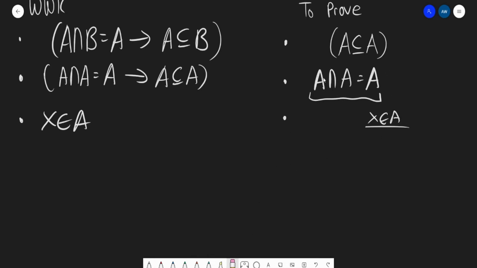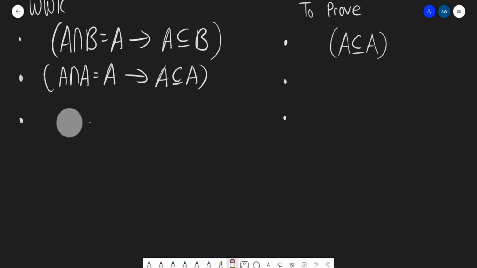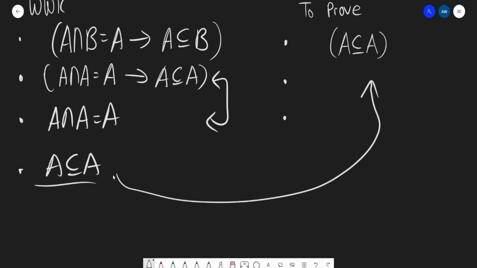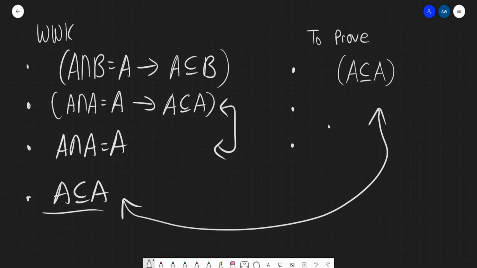Since we have proved this guy at the top over here, we can simply put it onto the left side. A intersect A is equal to A. And like we said before, we can combine these two pieces of information to conclude that A is a subset of A. Therefore, we are done with the proof that A is a subset of A.